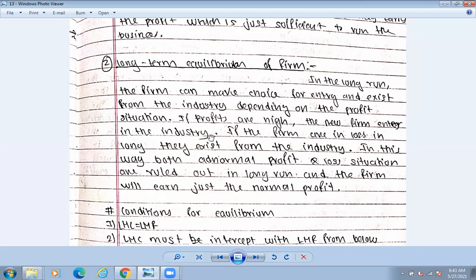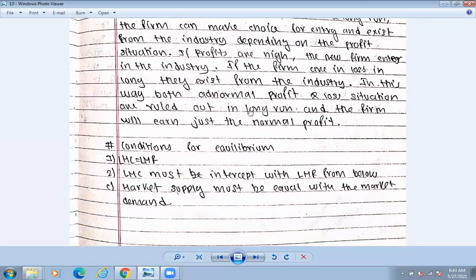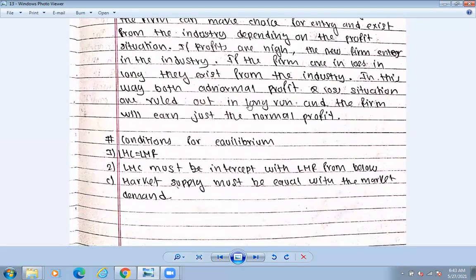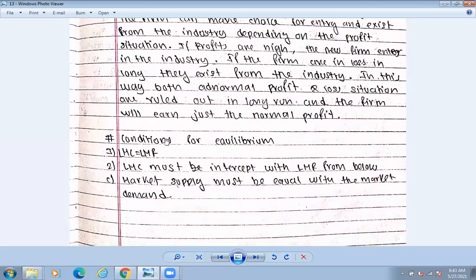So normally what will happen, they will try to earn more profit, but normally what happens is they just get by on normal profit. So if the firms are in loss in the long run they exit from the industry. So in this way both the abnormal profit and the loss situations are ruled out in the long run and the firm will just earn the normal profit.